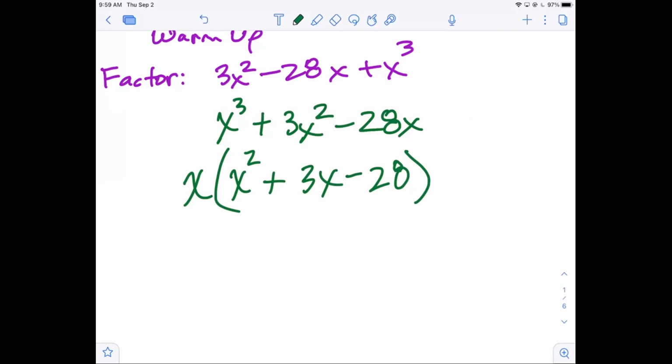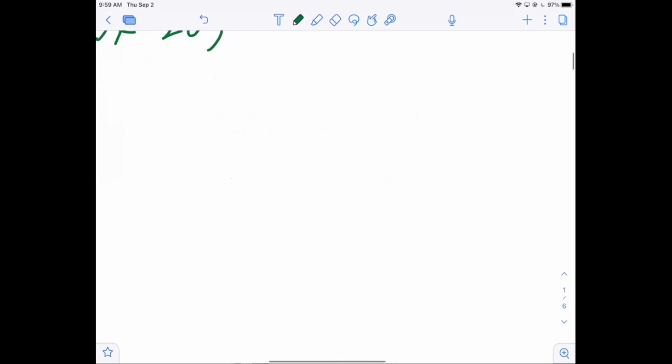And at any time, if you're unsure if you're factoring correctly, just redistribute and see if it gives you the same answer as the line above, right? X cubed plus 3x squared minus 28x. I'm awesome. Boom, right? Well, the game's not over yet, okay?